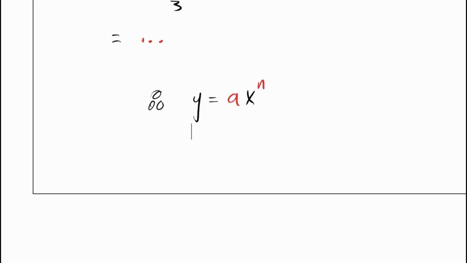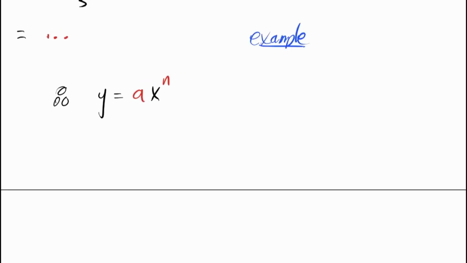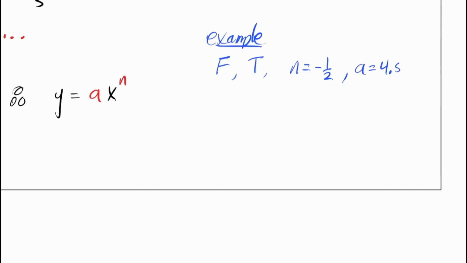So, for example, let's say the letters that we had were F and T, whatever. And let's say your n value equaled negative half, and your a value was equal to 4.532, something like that. So how you would write that out as your final therefore statement is you first start off like this. F is equal to 4.532 t to the negative 1/2.